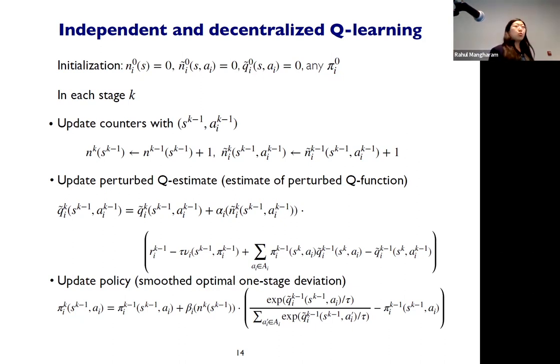Here it's a smooth logit choice given the estimated Q function. The step sizes of both updates depend on the local counter on the state and action profile. And this update step size can be agent independent, so it's specifically subscripted with the agent i. And of course, the second counter, which is the state-action tuple, only the agent themselves will know.